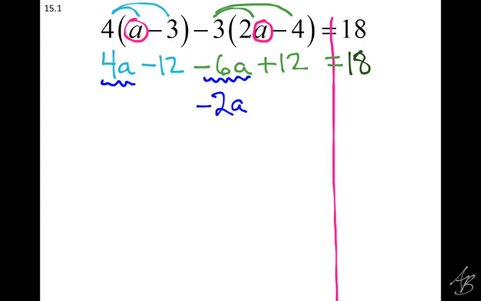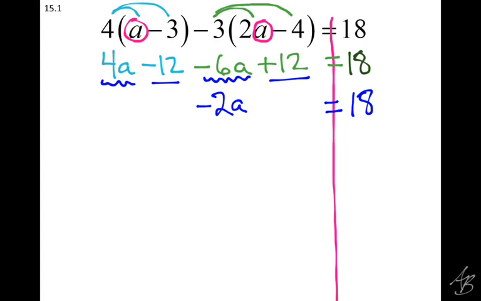When I combine those, the negative 12 and the positive 12, what happens with them? They cancel each other out. So minus 12 plus 12, they cancel each other out. It's 0, but I don't need to write the 0 there because I've already got the negative 2A. So I don't have anything else left on the left side. What do I do on the right side? Bring down the 18. And what else do I need? Equal sign on the line of equality.